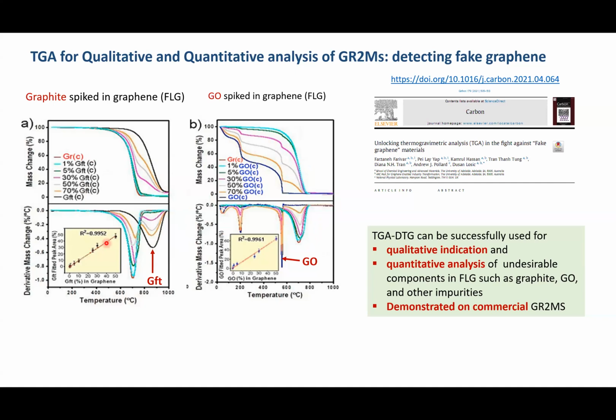By this method, it is possible not only to detect this impurity, but also to measure its mass concentration at the 1% level. So testing this sample with TEM, SEM, AFM, Raman, we could easily miss detecting these additives. So this shows the great potential of this simple method to detect fake graphene.